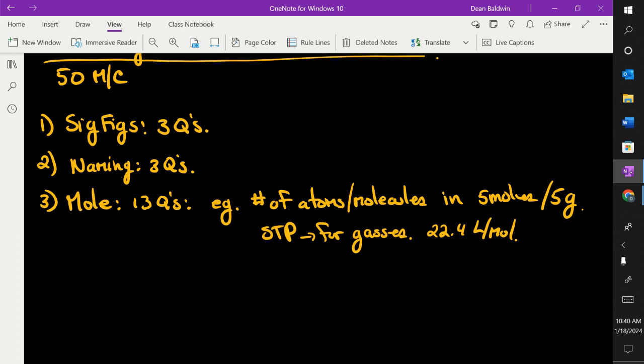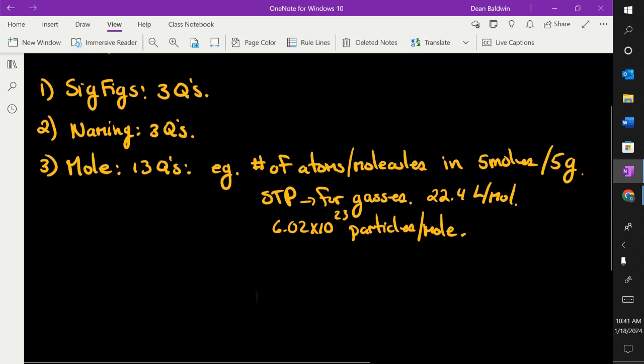What's Avogadro's number? There it is right there: 6.02 times 10 to the 23. What? Particles or molecules or atoms per mole, right? I'm going to say particles, but particles can mean atoms or molecules, depending on what you're talking about.